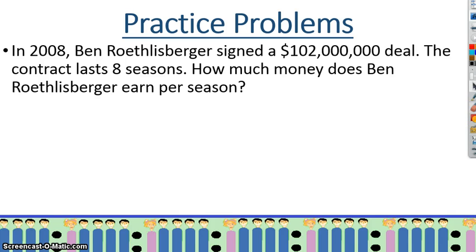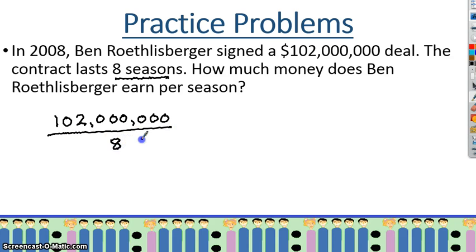Did you know that right now Ben Roethlisberger is under an 8-season contract worth $102 million? And that means he is going to acquire $102 million if he plays 8 seasons of football. Wow. If we reduce that, we could look at how much he would make per season. Notice, season is a singular word, so that means we're looking for 1 season. What would we have to divide 8 seasons by to get 1 season? We'd have to divide by 8.